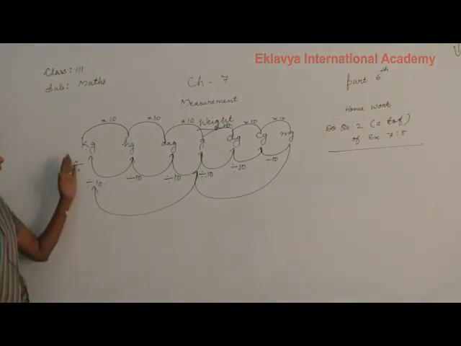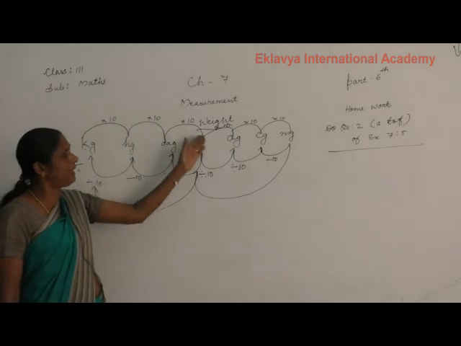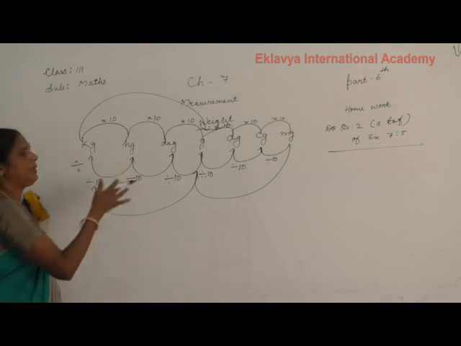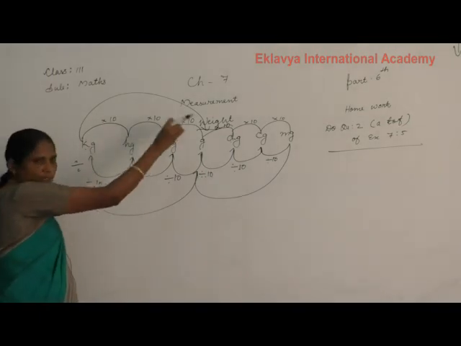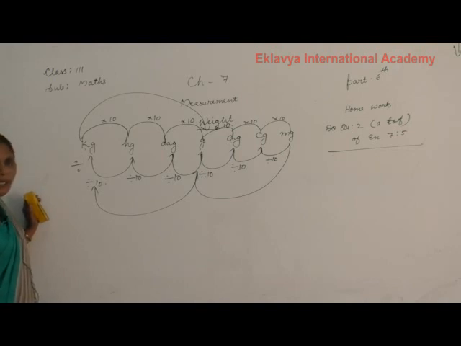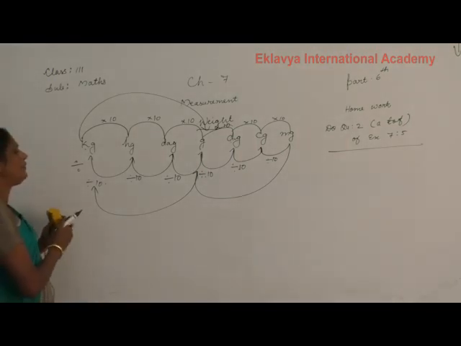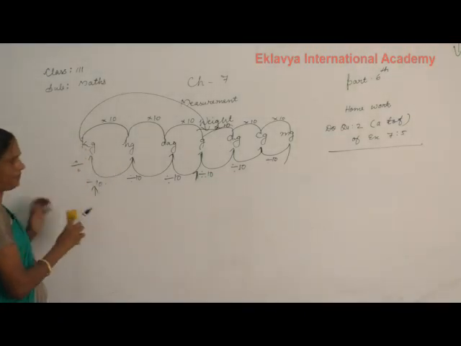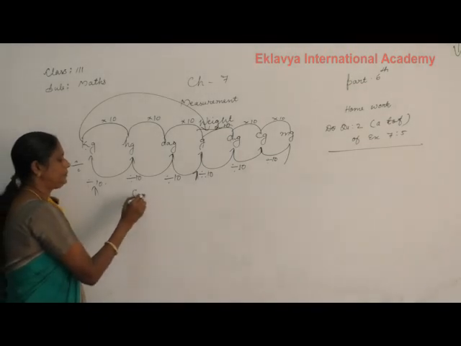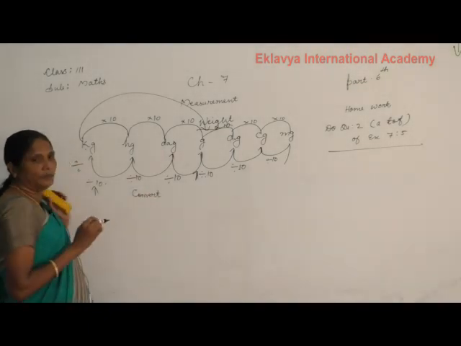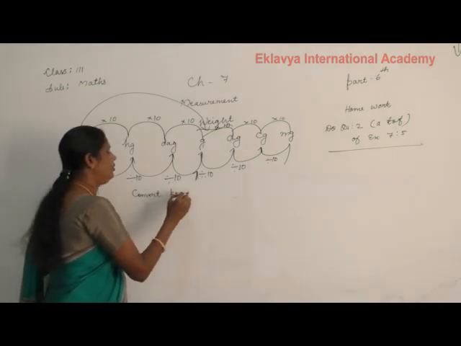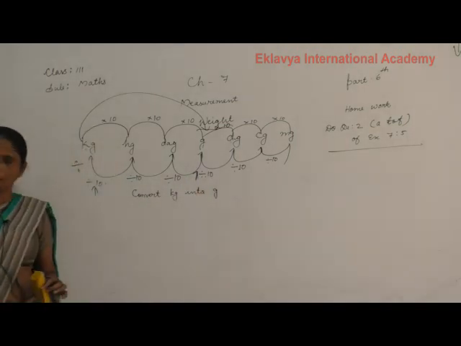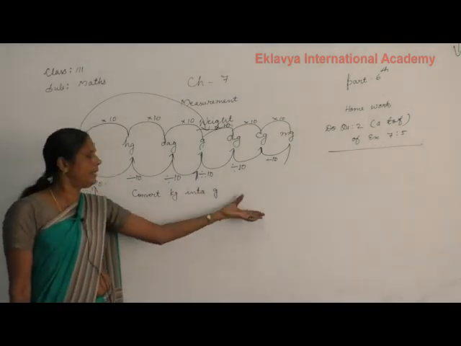Understand? Now kilogram into gram. How many steps do we move? 10, 100, 1000. We multiply by 1000. Now the conversion: first convert kilogram into gram.